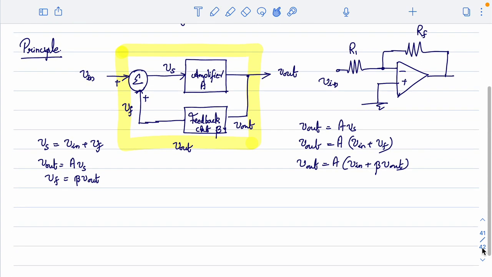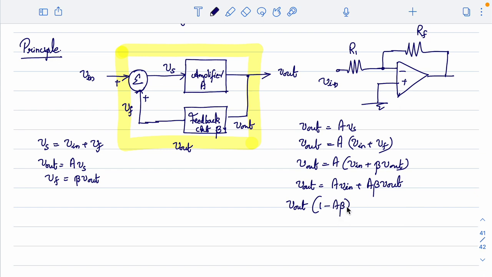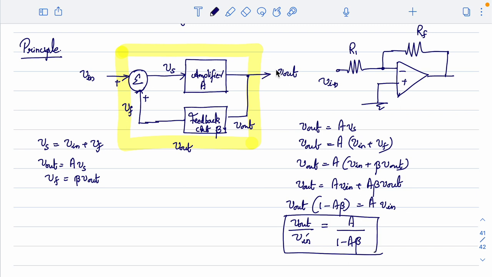Now if I work on this further, I can write Vout is equal to A into Vin plus A beta into Vout. Or if I bring that towards the left side, I can write Vout into 1 minus A beta equals A into Vin. Or if I write it as Vout by Vin, I can write this as A by 1 minus A beta. So what is this? Vout by Vin is actually the ratio of output to input of this model that I have presented, and that is given as A by 1 minus A beta, right?